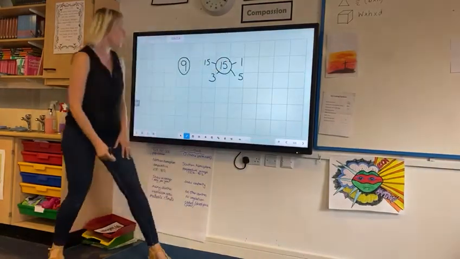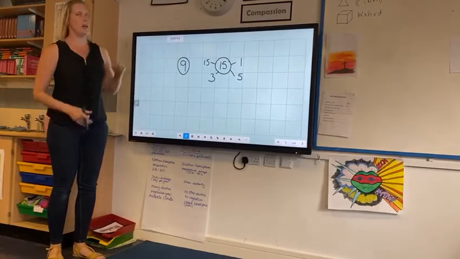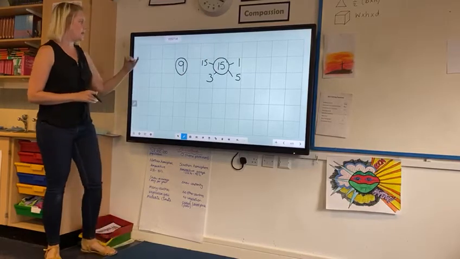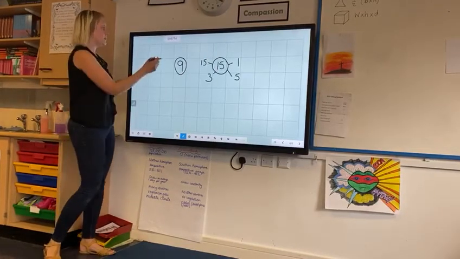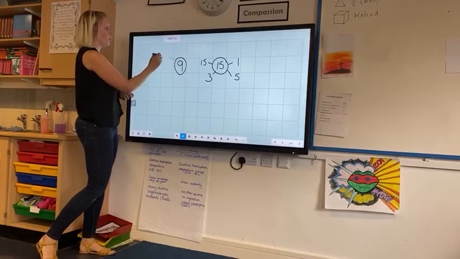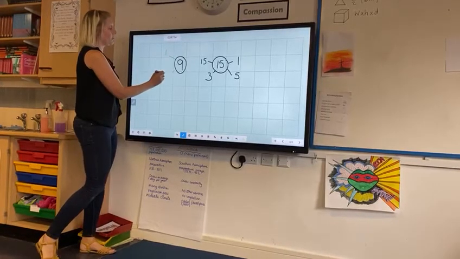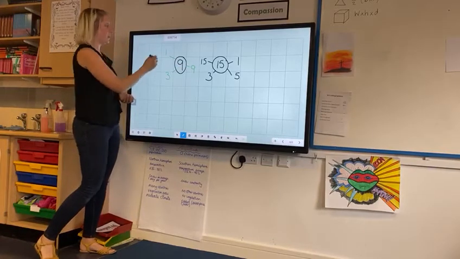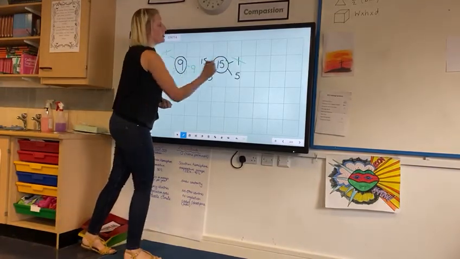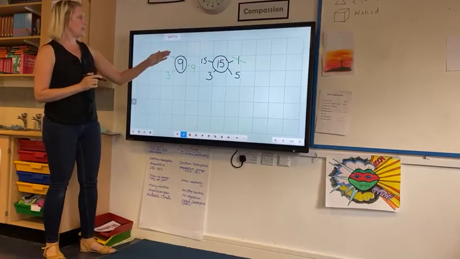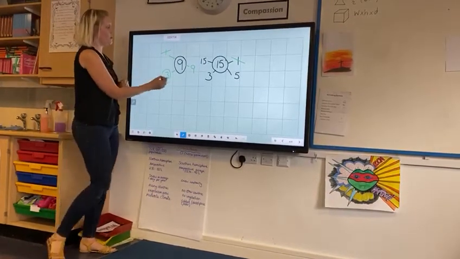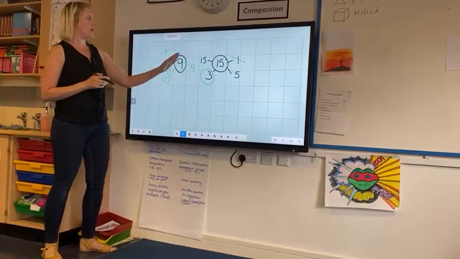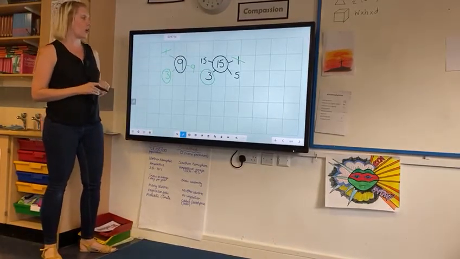So let's have a look at the numbers 9 and 15 this time. We already know the factors of 15 because we've just worked it out. Now let's look at the factors of 9. So 9 can be divided by 1. It can be divided by 3. And it can be divided by 9. Now we're going to ignore the number 1s. They don't count for today. But looking at these two numbers, we can see they have a common factor. They both share the factor 3. So 9 and 15 are not coprime.